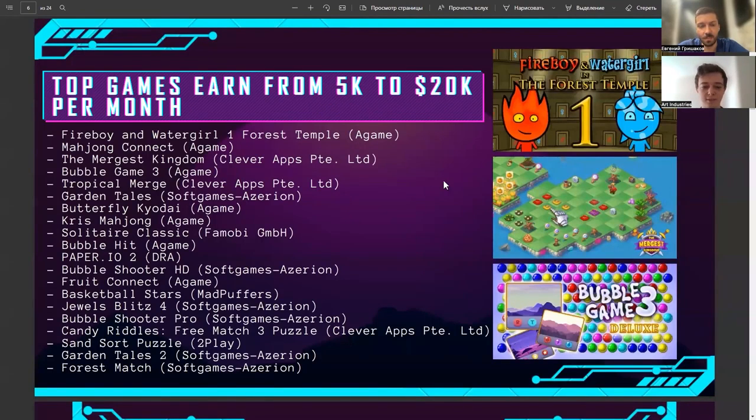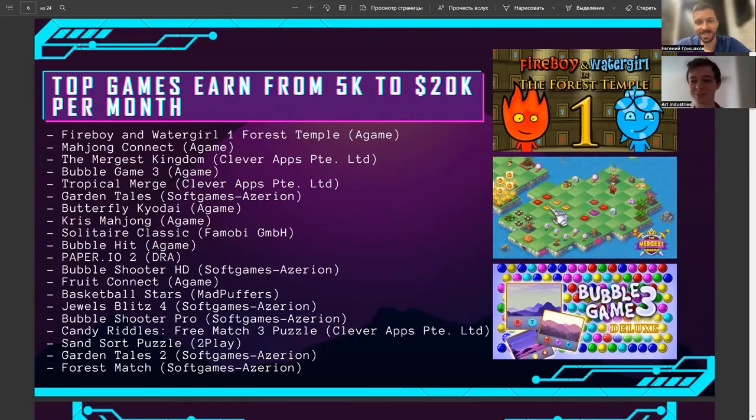Then a little bit of research. I was interested in this, so I asked the admins of the sites in general how much top games can earn, on what figures. I was told that approximately from $5,000 to $20,000 a month. Well, more precisely, actually euros, but now it's not important. Here's the story.